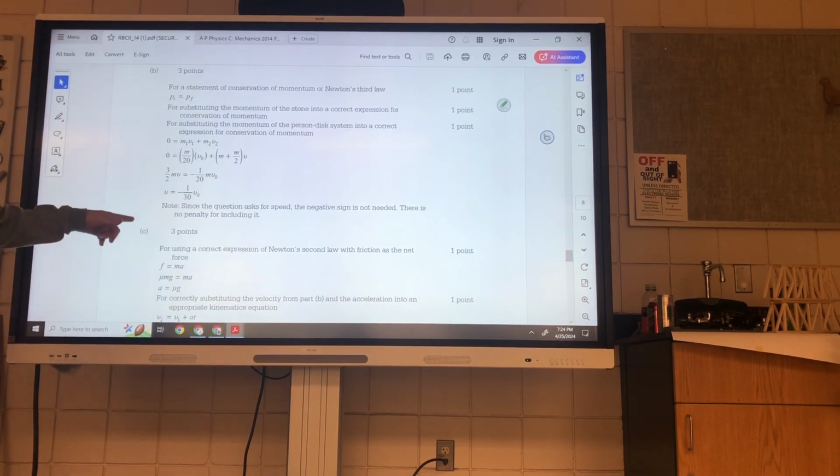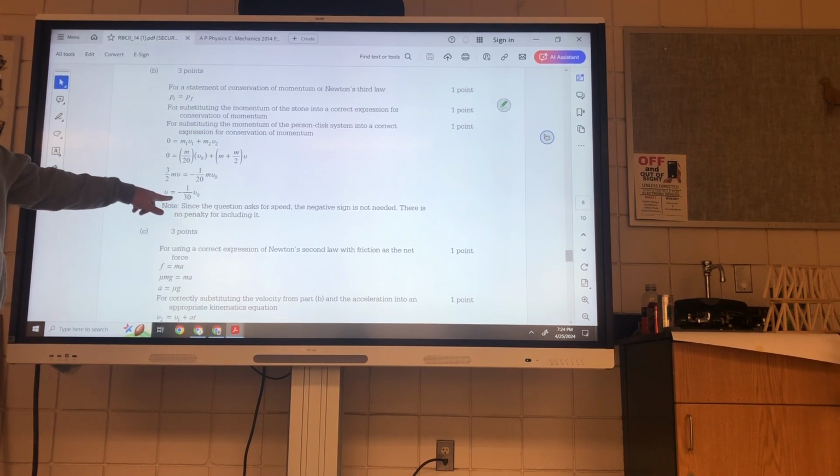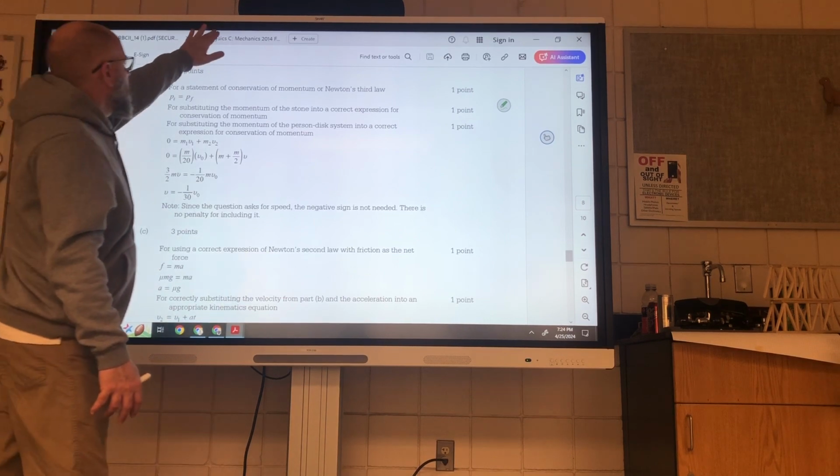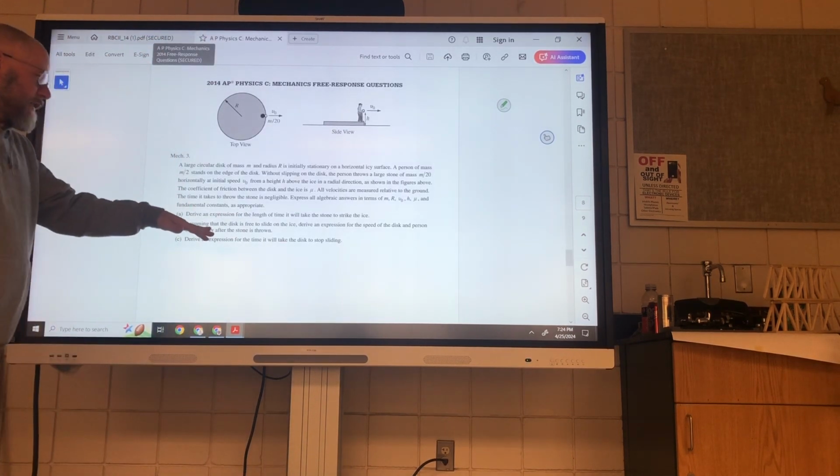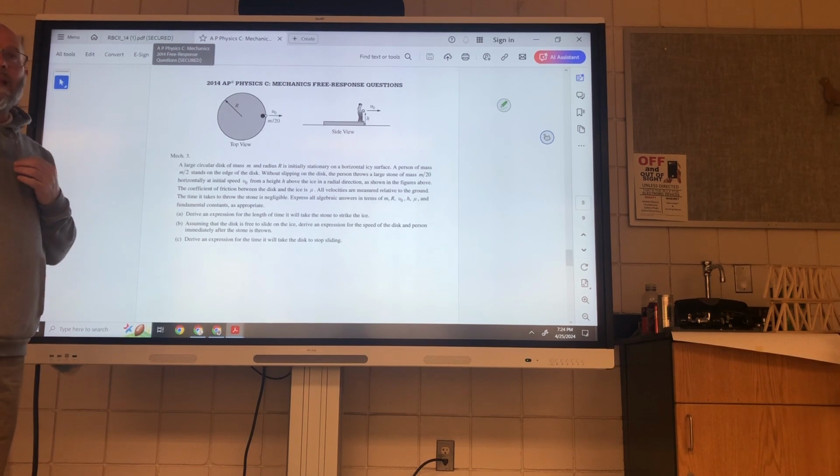So anyway, the speed of the disc and person is negative 1/30, and it says here that because it asks for the speed, the negative sign doesn't matter. Cool? All right. Part C says, derive an expression for the time it'll take for the disc to stop sliding.